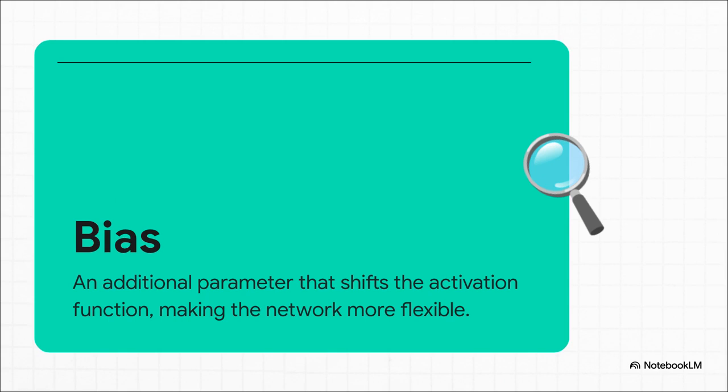Okay, next up is the bias. This is a fun one. It's kind of like an extra little nudge for the neuron. It's a baseline activation level. It gives the whole network more flexibility. So a neuron can still decide to fire, to activate, even if all its main inputs are kind of quiet.